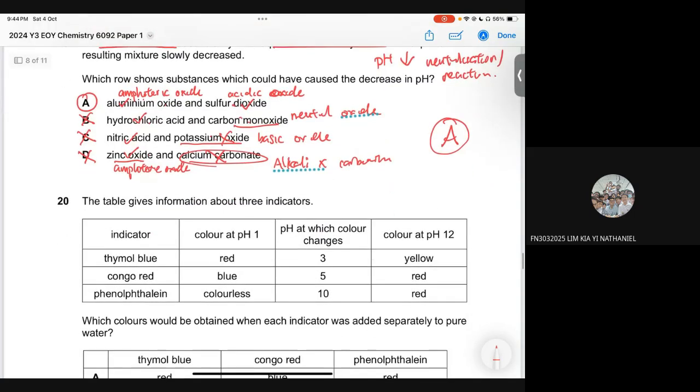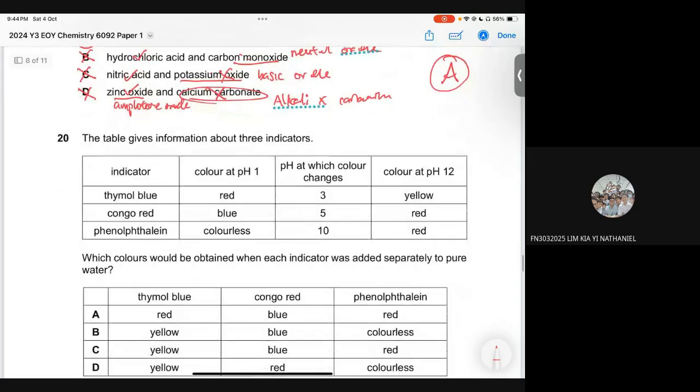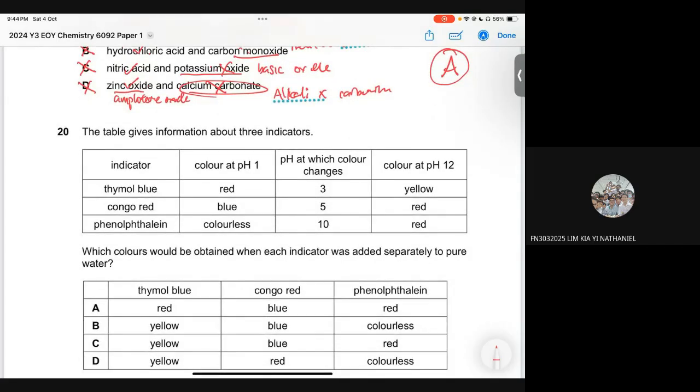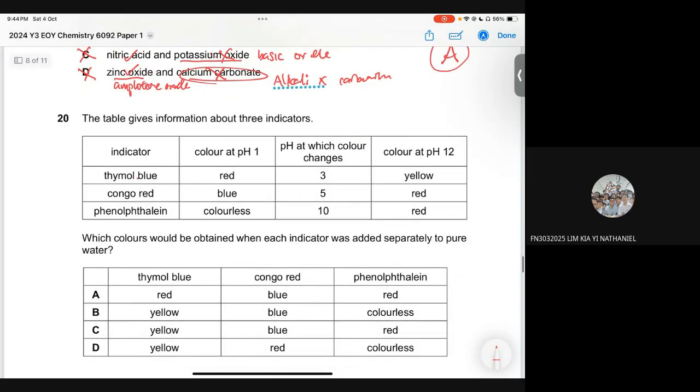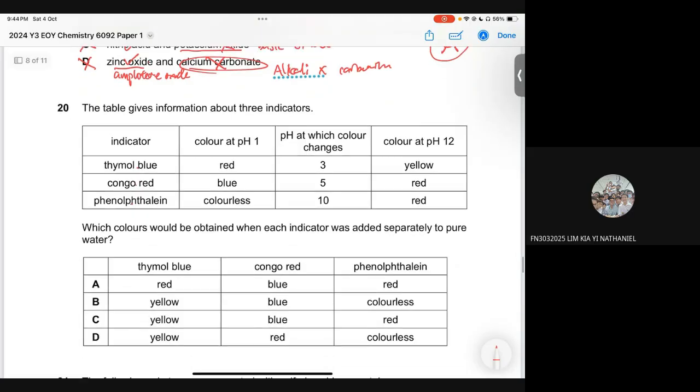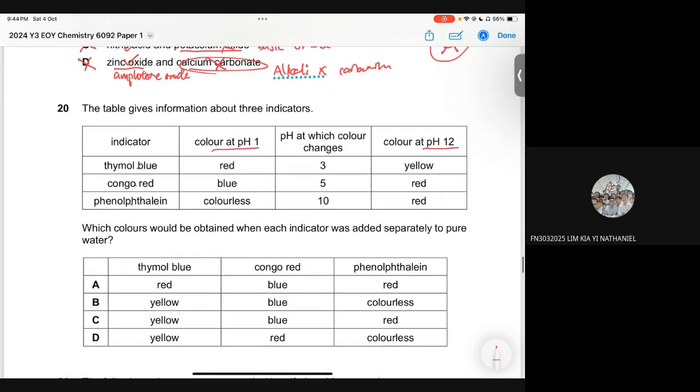Okay. Last part before I take another break. Question 20. The table gives information about 3 indicators. I have thymol blue, Congo red, and phenolphthalein. They tell you the color at pH 1, the color at pH 12, and the pH at which the color changes. So what this table tells you is that for the first indicator, anything less than 3 is red and anything more than 3 is yellow. The same way for this one here, anything more than 5 is red, and anything less than 5 is blue.